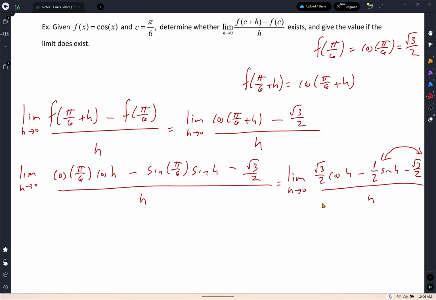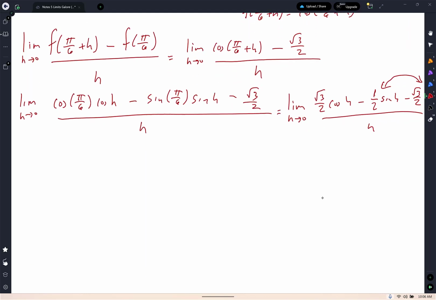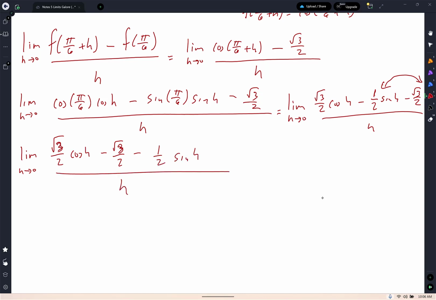Are we okay so far? Yeah, there's no equal signs anywhere. So I'm going to keep the signs. I'm just going to rewrite it like this. Limit as h approaches 0. And I'm going to write square root of 3 over 2 cosine h minus square root of 3 over 2, minus 1/2 sine h. All this is over h.